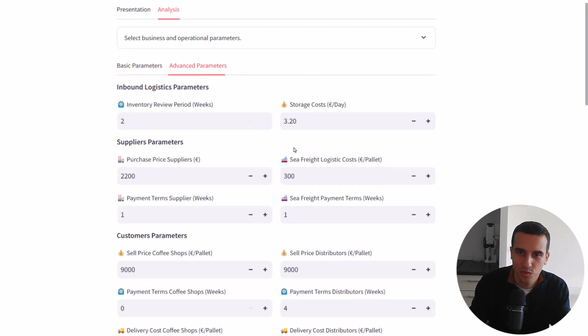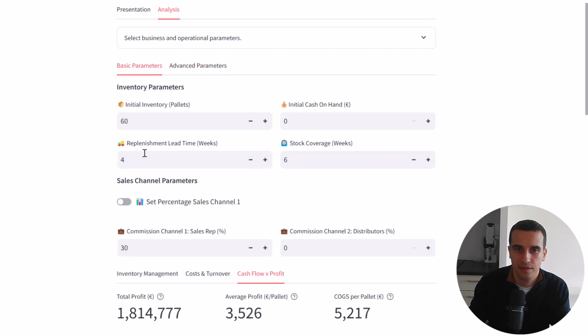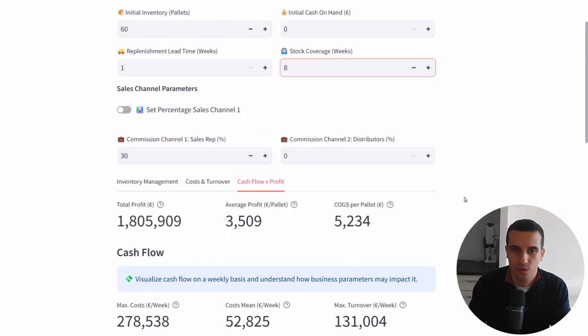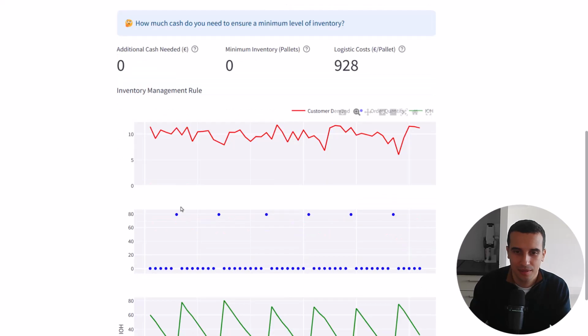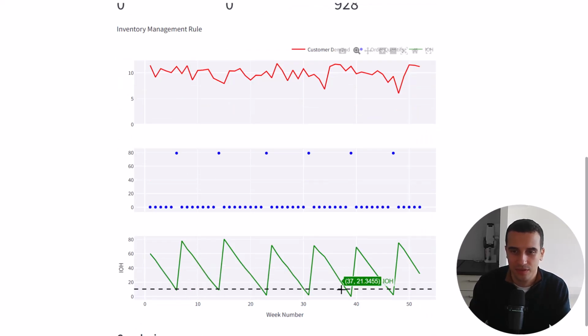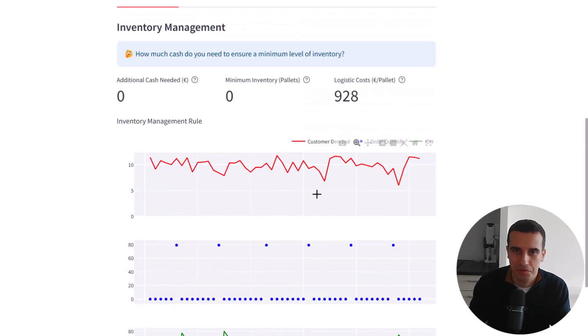So let's say he wants to move to air freight. If I remember, air freight is 3 times more expensive for him, it's the way that he has negotiated, but it's only 1 week of replenishment time. And let's say here it's moving back to 8 weeks. So what we can see, first, no cash needed. Because of course, if you are replenishing in 1 week, then the safety stock is lower and it's pretty good. That's what we can see here. It's very low safety stock. It's very smooth. You don't need cash.